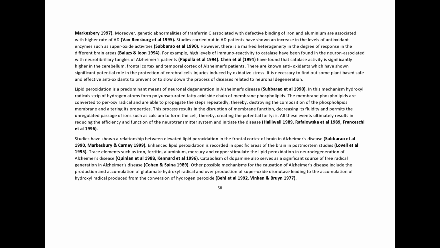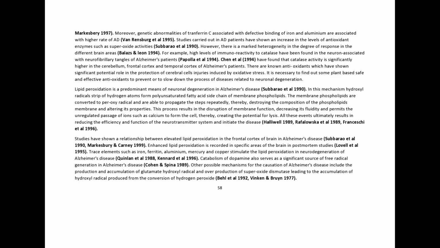Studies have shown a relationship between elevated lipid peroxidation in the frontal cortex of brain and Alzheimer's disease. Subbarao et al. 1990, Markesbery and Carney 1999. Enhanced lipid peroxidation is recorded in specific areas of the brain in post-mortem studies, Lovell et al. 1995. Trace elements such as iron, ferritin, aluminium, mercury and copper stimulate lipid peroxidation in neurodegeneration of Alzheimer's disease. Quinlan et al. 1988, Kennard et al. 1996.